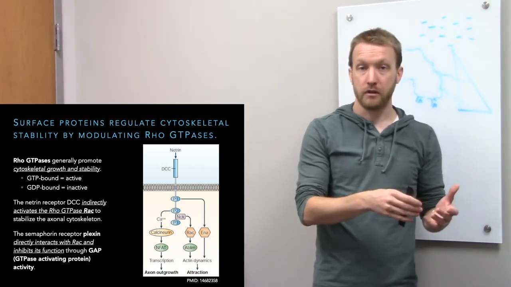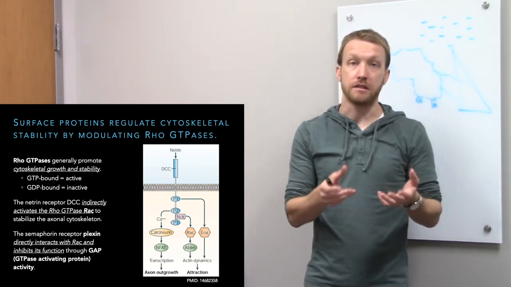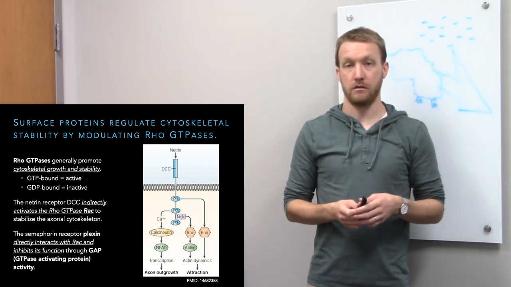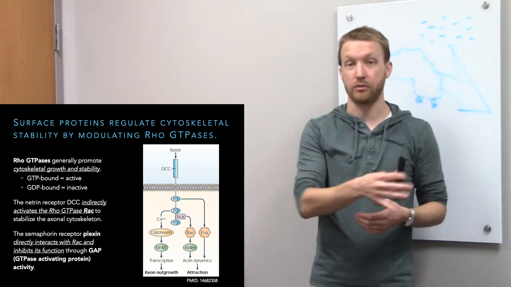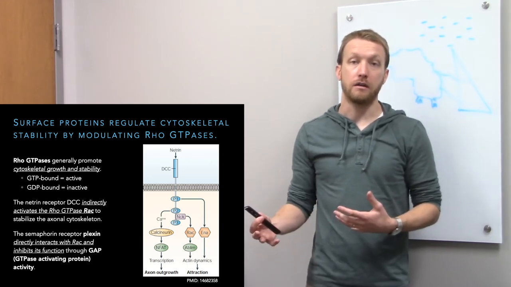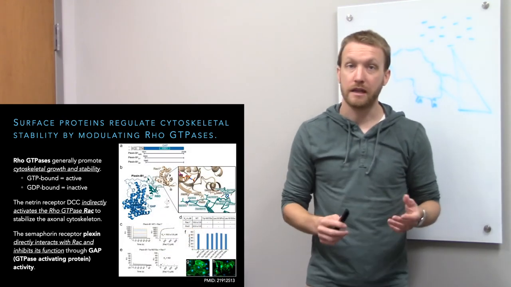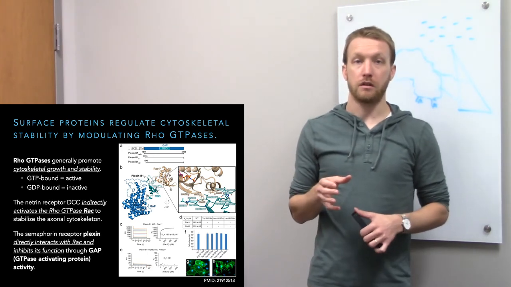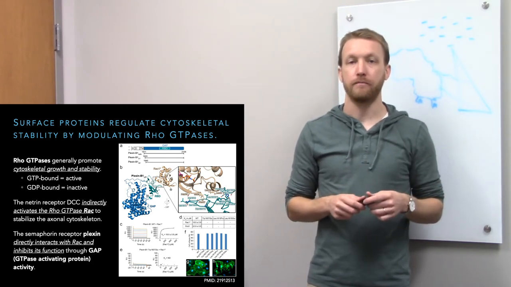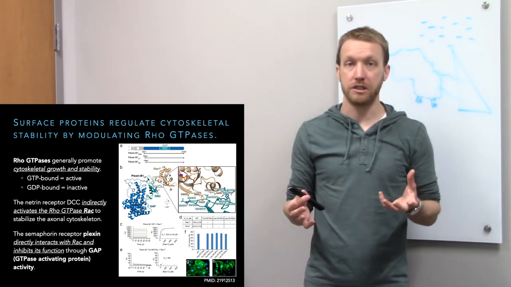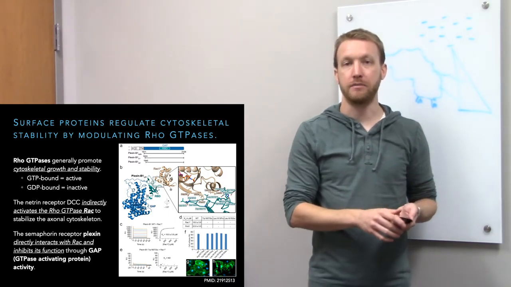So the reason that netrin is going to be an attractive cue through DCC receptors is because DCC receptors are going to stimulate RAC. RAC is then going to promote the growth of actin filaments by inhibiting enzymes that break down actin and stimulating enzymes that help build actin. On the other hand, the semaphorin receptors, the plexins, those are going to have GTPase activating functions. So they can bind directly to RAC and turn it off. So even if it's bound with GTP, when semaphorin binds to the plexin receptor, that stimulates RAC to hydrolyze the GTP and turn itself off.